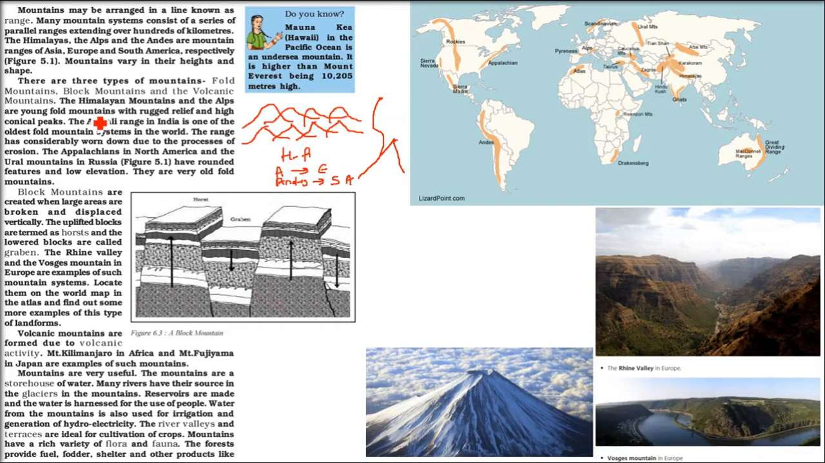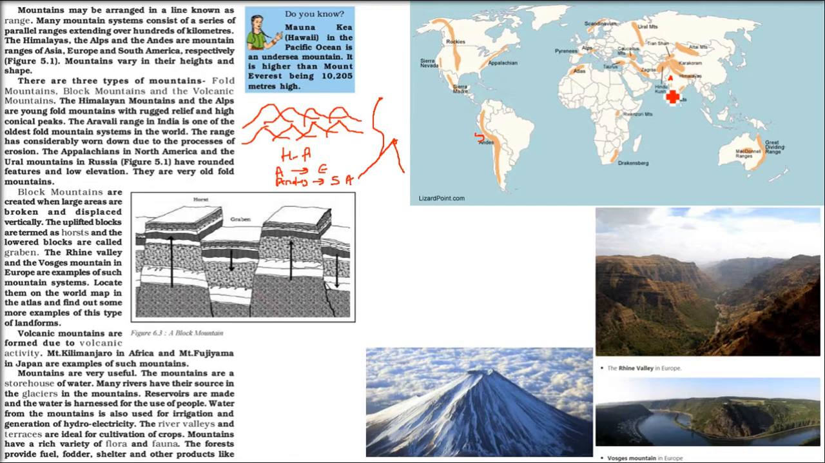Himalayan ranges, and the second one, the Alps. These Himalayas and Alps are quite young. They have rugged relief, that is, relief is not straight, it has some breaks in it, and the peaks are very conical.